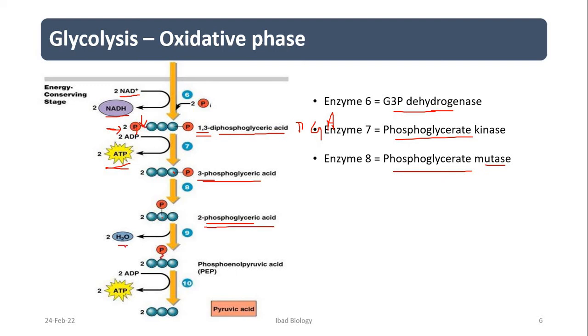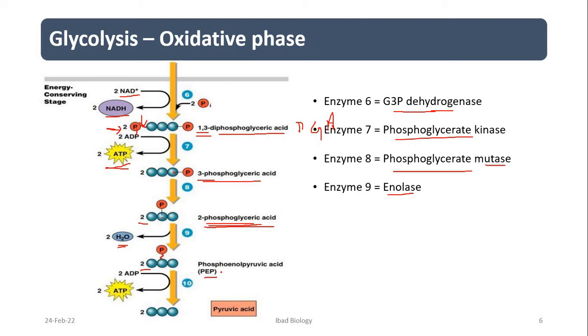In the next step, a water molecule is removed from each phosphoglyceric acid molecule, which is converted into phosphoenol pyruvate. The reaction is catalyzed by an enzyme known as enolase. As we have two molecules of phosphoglyceric acid here, two molecules of water are produced at this step and two molecules of phosphoenol pyruvate are produced.